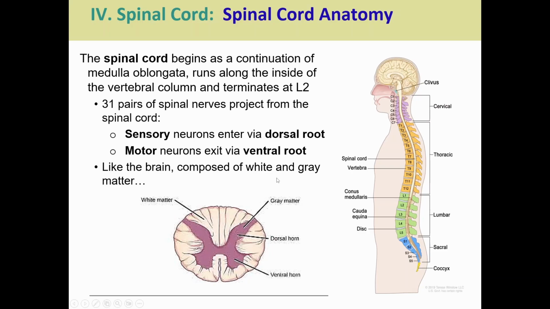And we have gray and white matter, just like the brain, same description. However, we see that the gray matter is generally on the inside and white matter is held on the outside. So we're kind of the reverse of the brain in terms of where we find white versus gray matter.